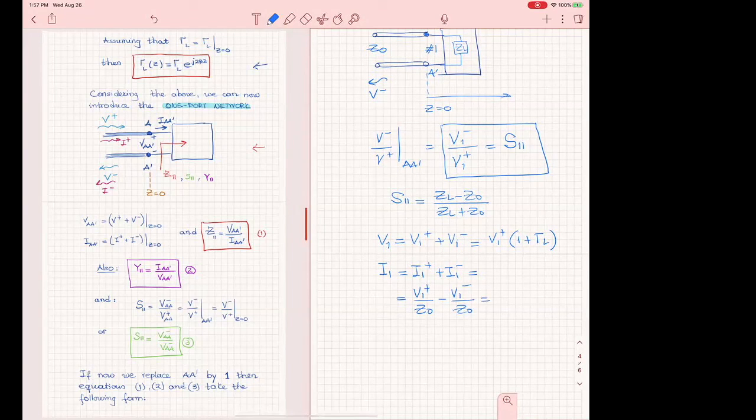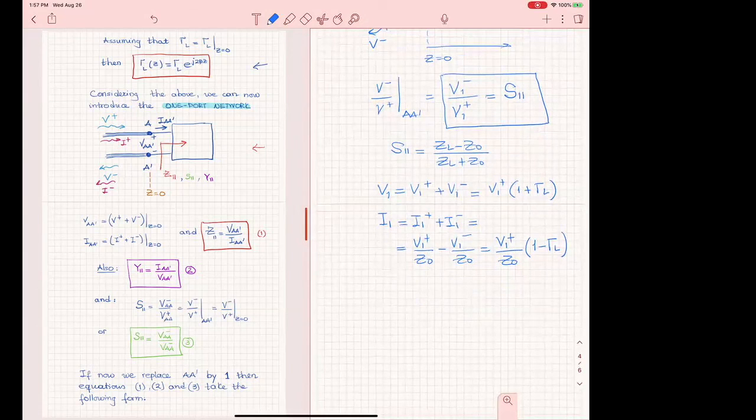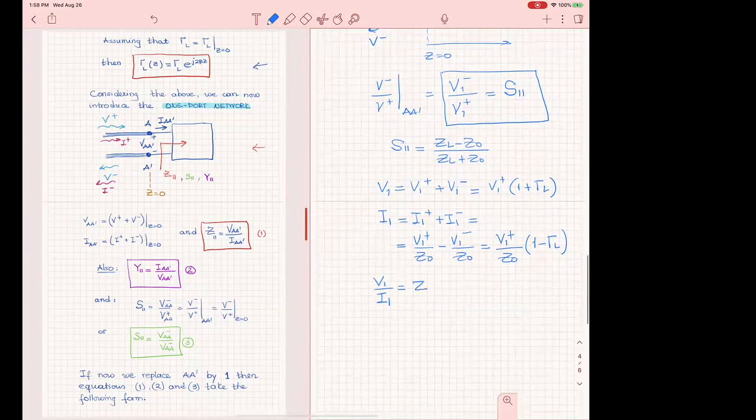And what else do we know? We take also the V1 plus out together with the Z naught, and then we have 1 minus gamma L. Okay, so we found now V1 and I1. Now we take the ratio of V1 over I1, and what is this really? We call it Z11, an impedance.